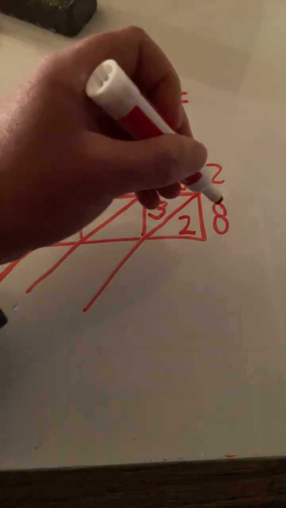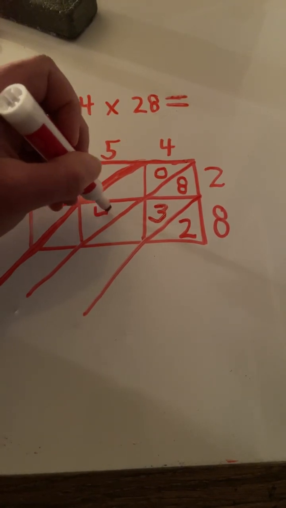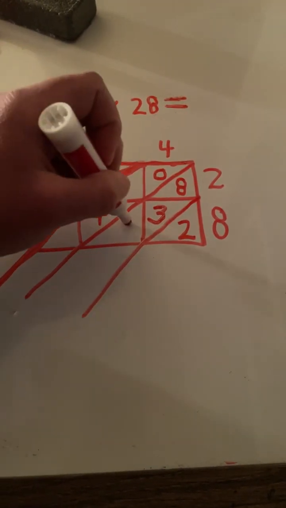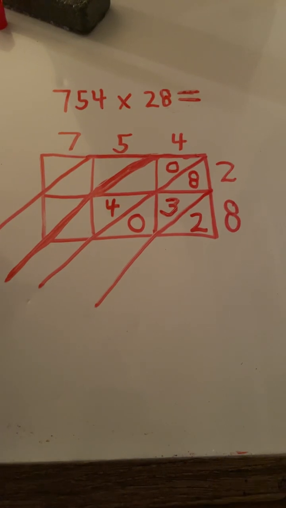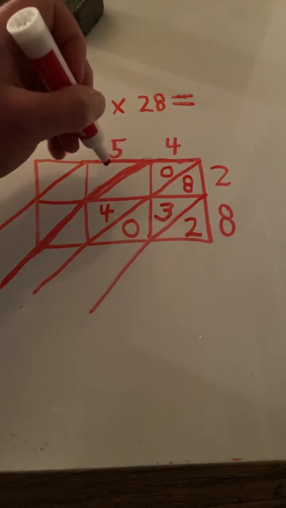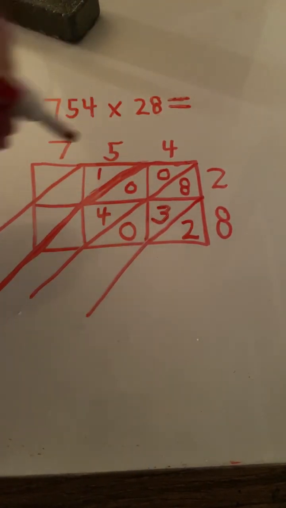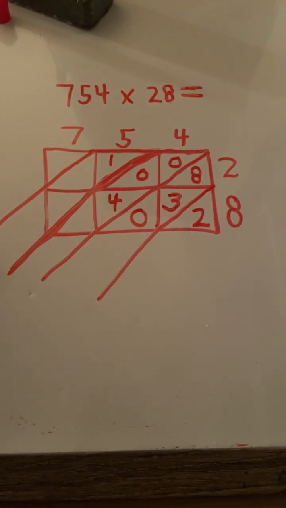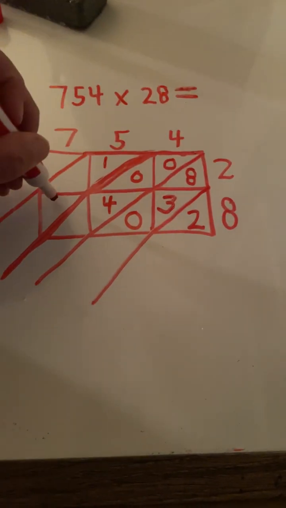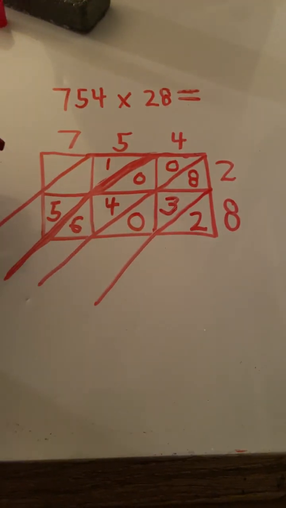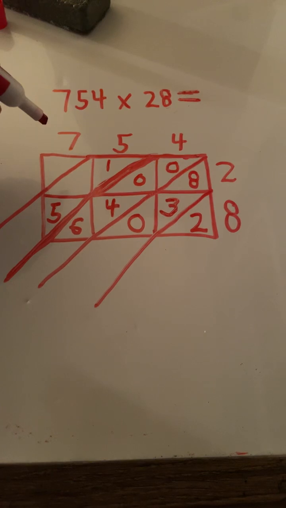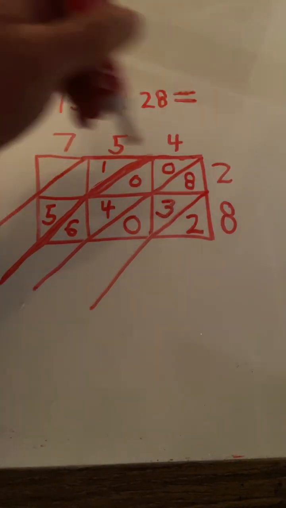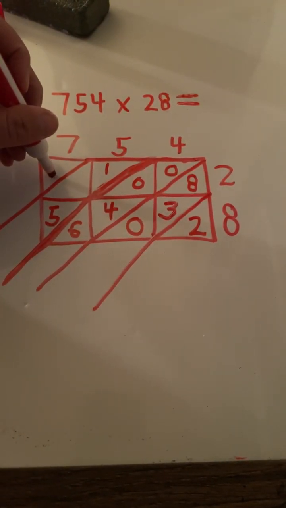5 times 8 equals 40. So we have a 4 in this triangle, 0 in this triangle, 40. 5 times 2 equals 10. So we have a 1 and a 0. 7 times 8 equals 56. So we have a 5 and a 6. And 7 times 2 equals 14.